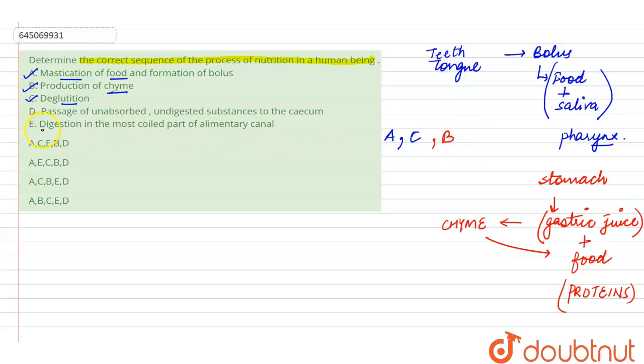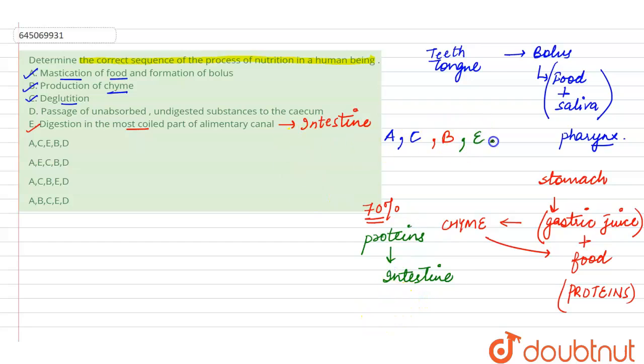Then we have the E part, that is digestion in the most coiled part of the alimentary canal. That means the digestion which is left out. Almost 70% of the starch is left out from the digestion in the mouth, and the rest of the proteins which are partially broken down in the stomach will now enter the intestine, that is the duodenum part of it, and then get broken down. So now is the E statement, followed by the last statement, that is D.